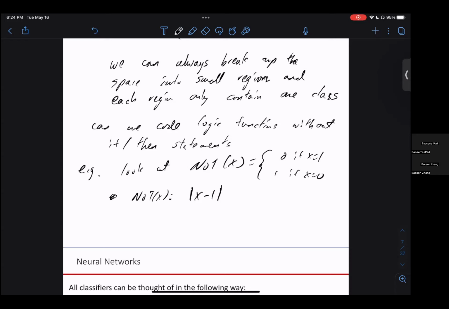If you plug in 1, this is 0. If you plug in 0, this is 1. Okay, so this is good, but can you do better? Because absolute value seems hard to build up. It seems a strange, a little bit too specialized function.